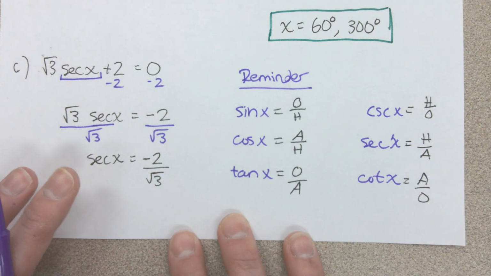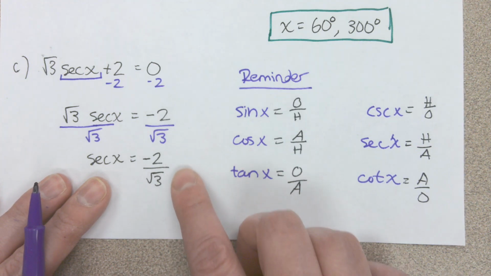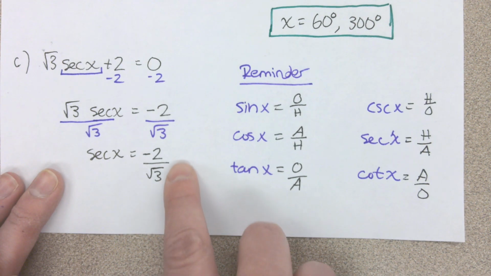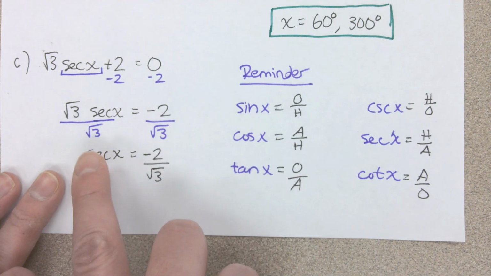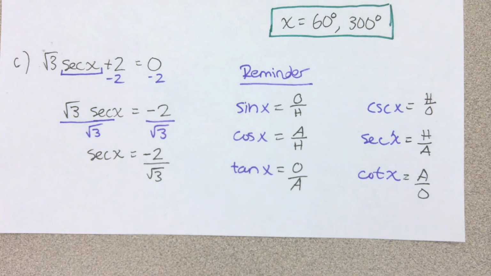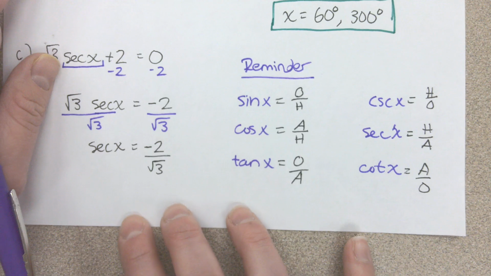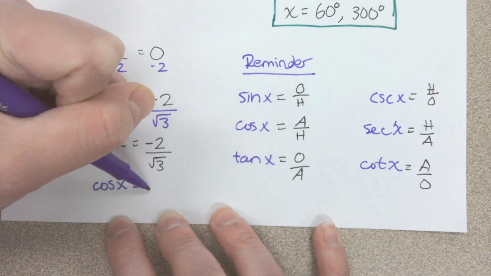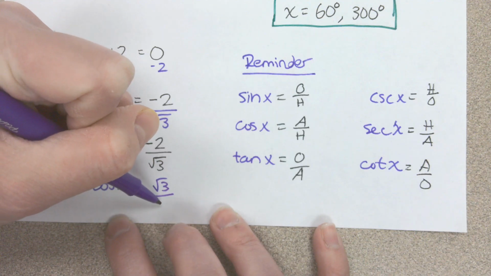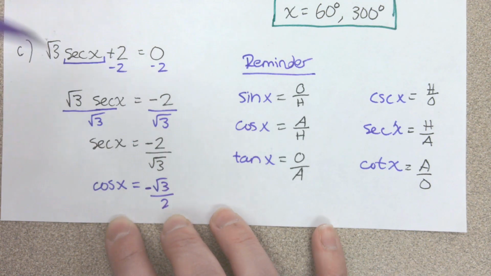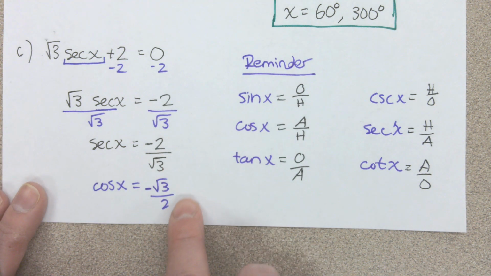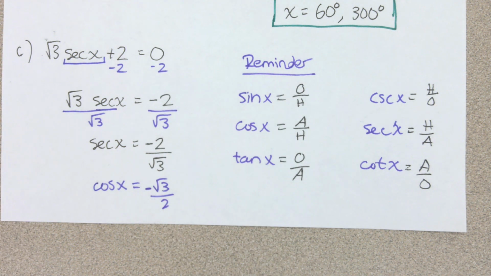So we can easily change this to cosine by simply flipping the fraction. That's all we have to do. So my recommendation is flip the value that it's equal to. Don't flip the actual trig function. It will save you a bit of time. So this means that cosine of x is equal to negative rad 3 over 2. I'm going to put that negative on top for convenience. So again, we can just take the reciprocal of the right side instead of the left side.